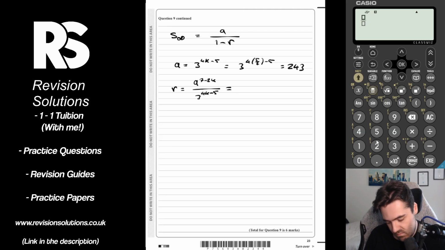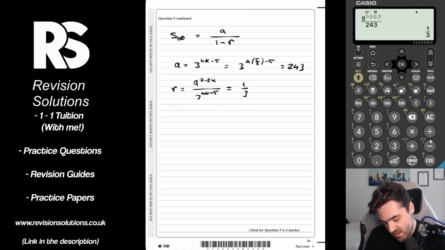So in brackets, let's have 9 as a fraction, 9 to the power of 7 minus 2 times 5 over 2, 2.5. And then our bottom was just 243, which we knew already. That's a third.